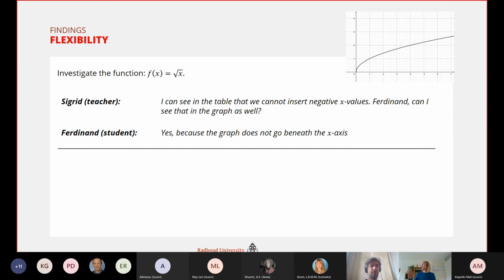At a certain point, the table was on the board, and she plotted the graph with GeoGebra. So the graph was there as well, and she asked the class, I can see in the table that we cannot insert negative x values. Ferdinand, can I see that in the graph as well? Ferdinand says yes, because the graph does not go beneath the x-axis.